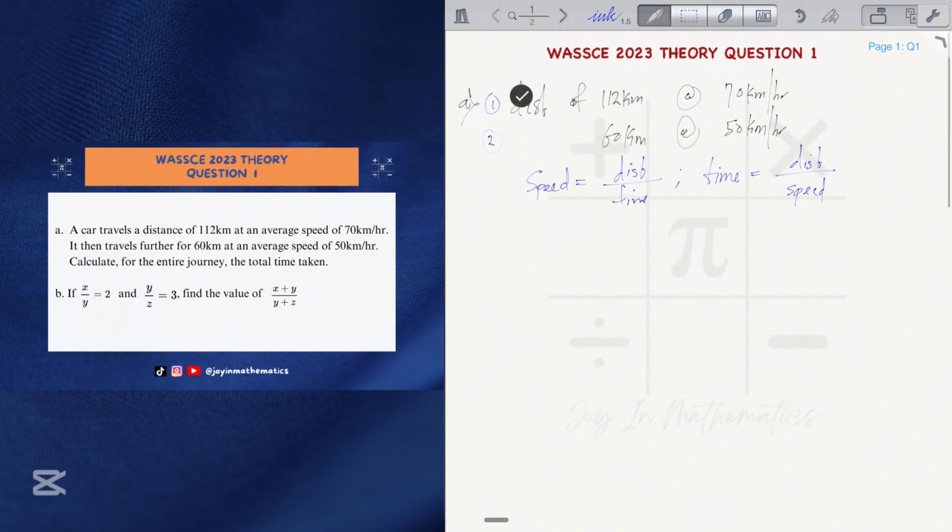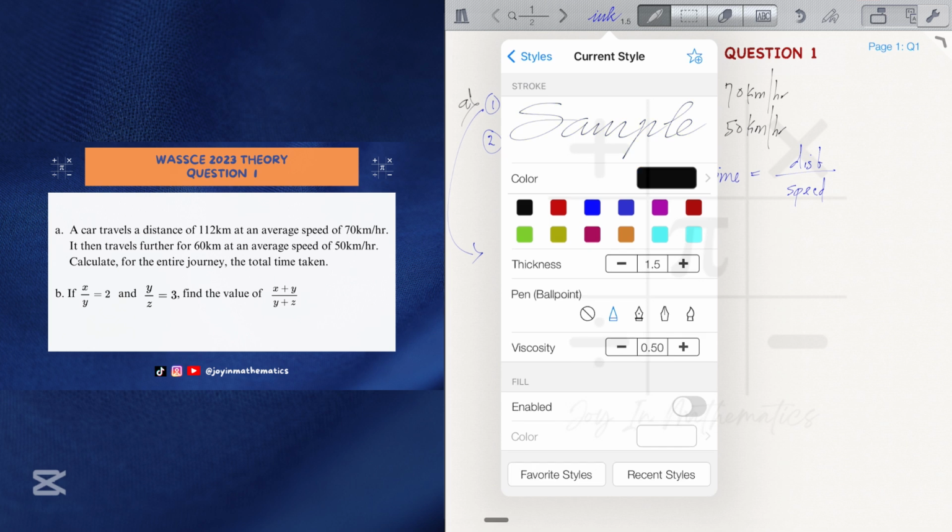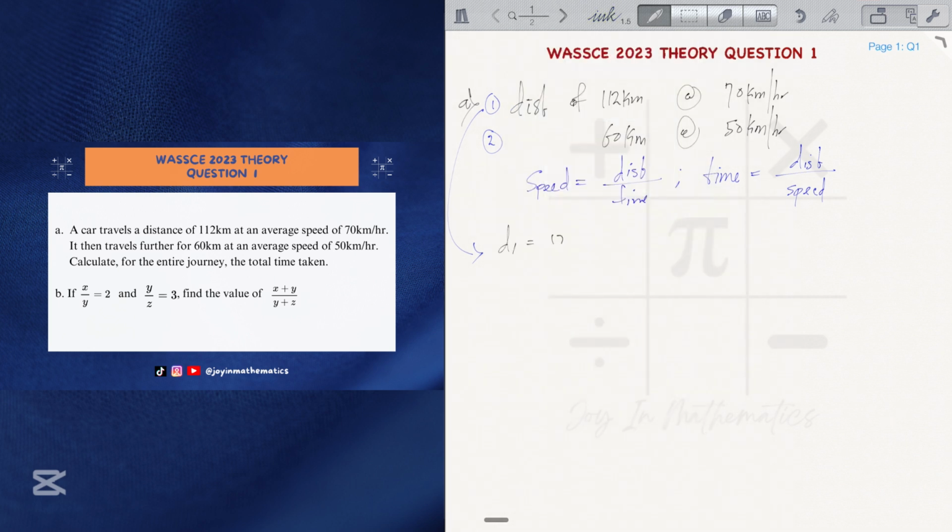So that means when I'm considering the first scenario, I'm saying that D1 is equal to 112 kilometers, and speed 1, that's S1, is equal to 70 kilometers per hour. Similarly, in scenario 2, my distance D2 is 60 kilometers and my speed S2 is 50 kilometers per hour. The time taken T1 is unknown. The time taken T2 is unknown.